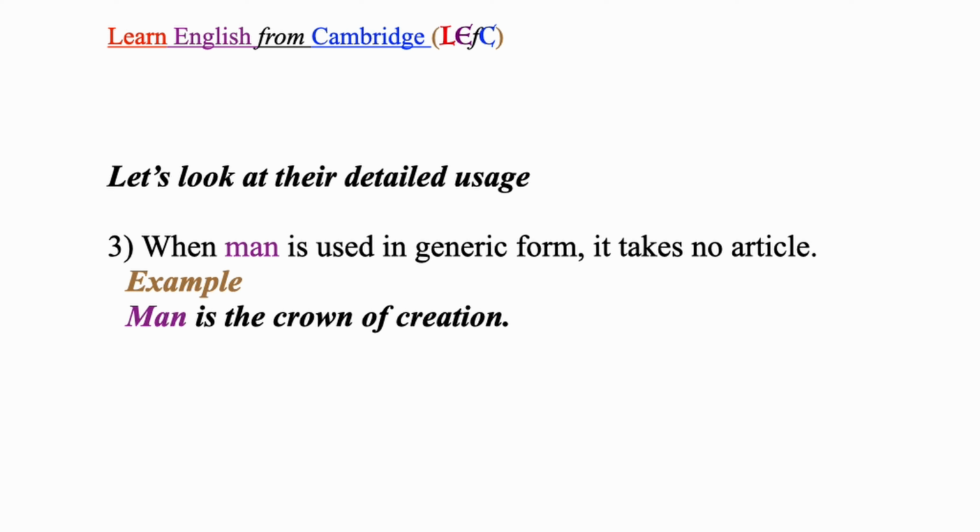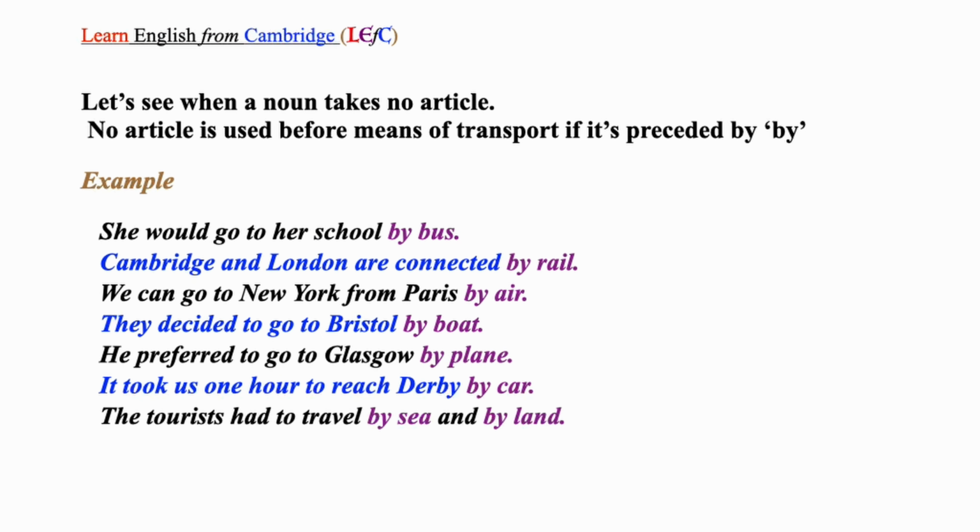There is one exception, that is the word man. When man is used in generic form, it takes no article. So we say, man is the crown of creation. Here in this sentence, man stands for all human beings. Let's see when a noun takes no article.